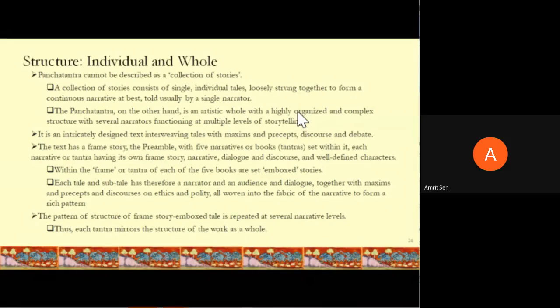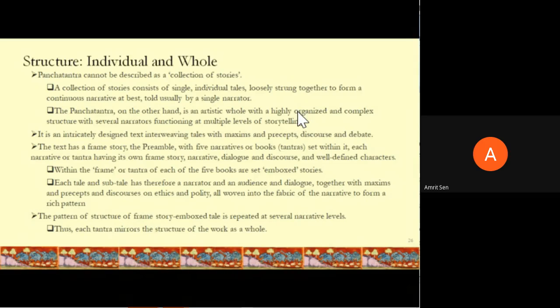That is to say that there are dispersed narratives, but they are unified through this entire concept of Vishnu Sharma. Vishnu Sharma is the narrator who holds the Panchatantra together. That is why I'm saying multiple narrators, multiple levels of storytelling, yet the sense of an artistic whole.